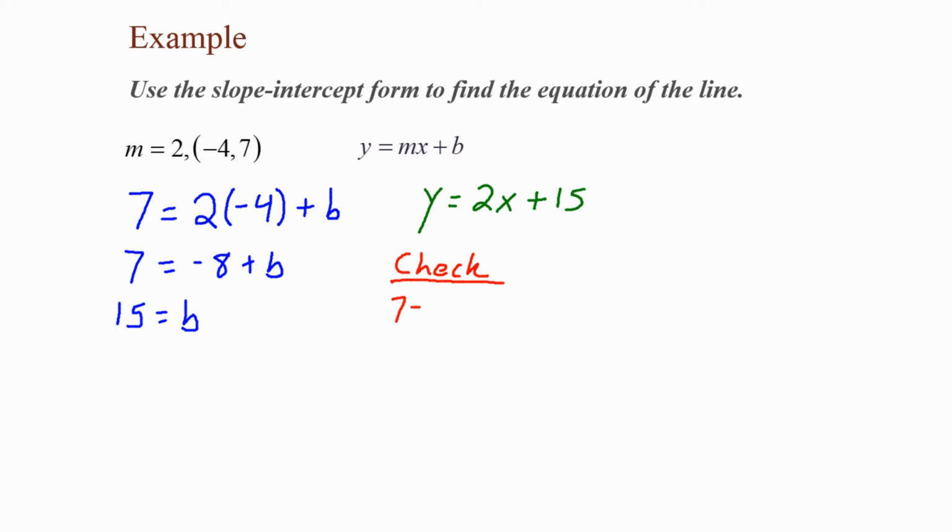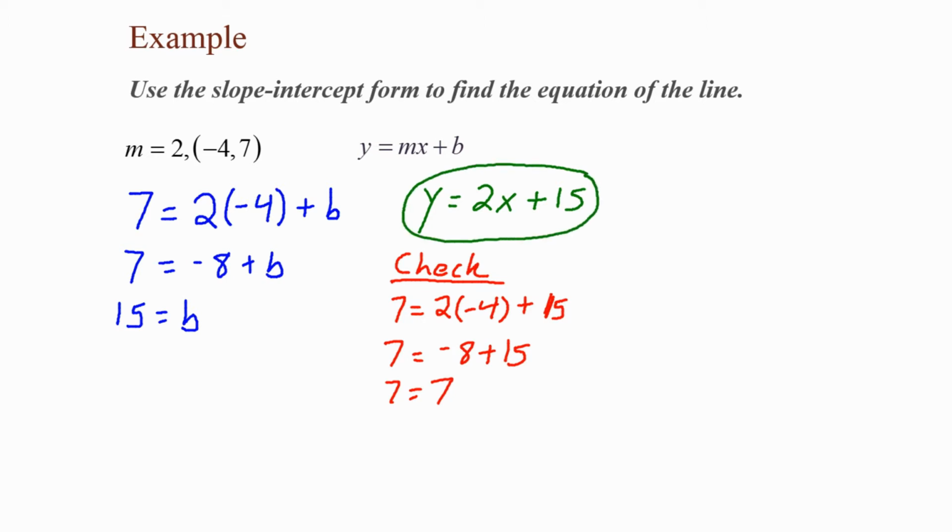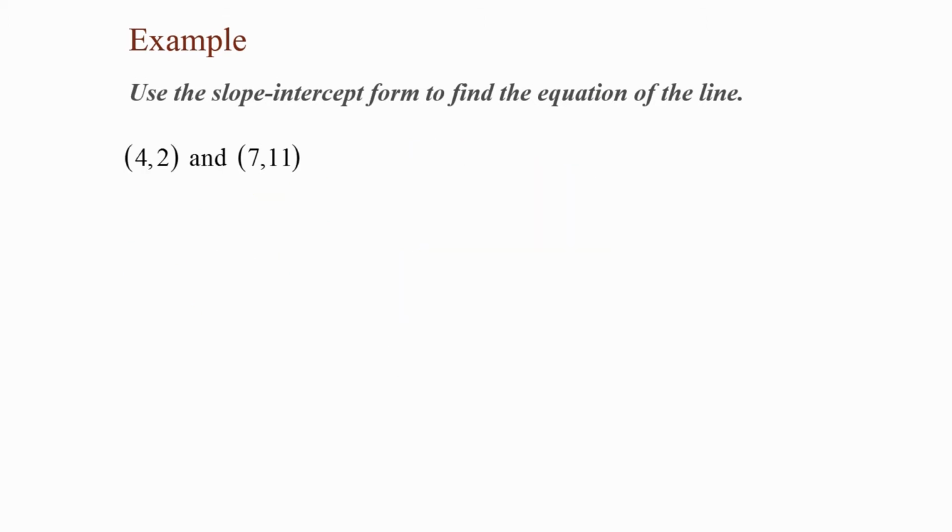Y is 7 equals 2 times x, which is -4, plus 15. 7 equals -8 plus 15. 7 equals 7. Our answer is y equals 2x plus 15. In this example, we still want to use our slope-intercept form of the line to find our equation, but this time we have 2 points, (4, 2) and (7, 11).